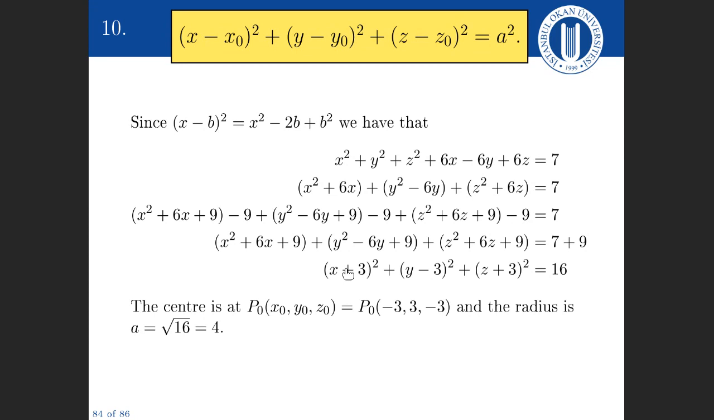And because we've put the correct number 9 in, the brackets become x plus 3 squared plus y minus 3 squared plus z plus 3 squared is equal to some number, which I'm now thinking is wrong. So then we can read it off. The center must be at minus 3. Minus x0 is the same as plus 3. At 3 and at minus 3, and the radius is whatever it turns out to be.